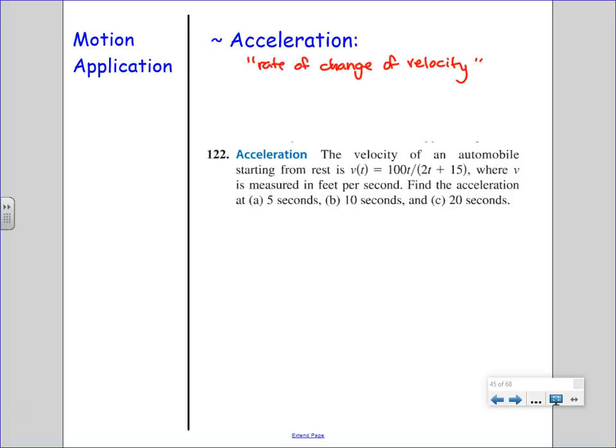If your acceleration was 0, could you be moving? Yes, because what if your speed was constant? What would be going on if your acceleration was 0? Your speed can be constant. You're not accelerating or decelerating.